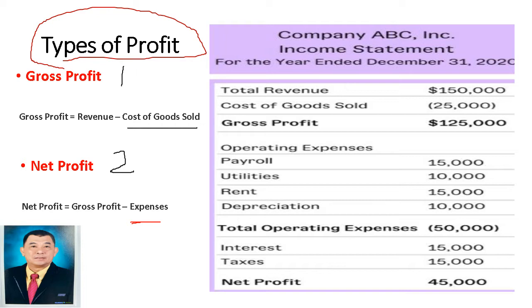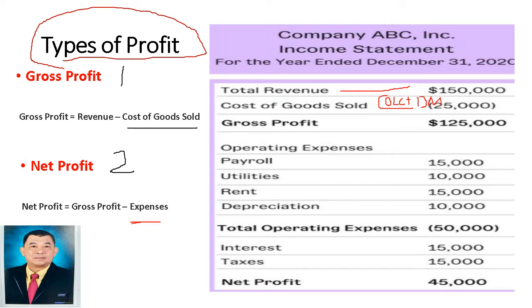So let us proceed. Here is an example of a company template for an income statement for the calendar year ending December 31st, 2020. Here, this company generated a total revenue of 150,000. And the cost of goods sold, meaning the direct labor cost plus the direct material cost, gives them 25K.